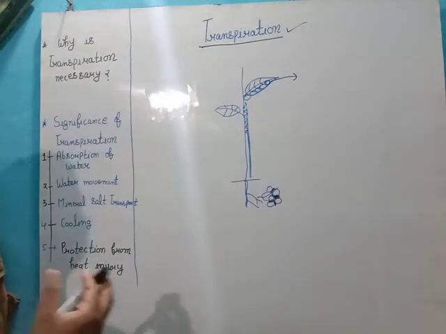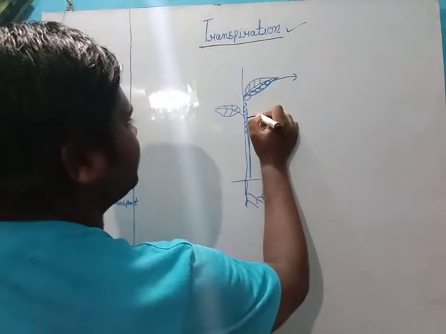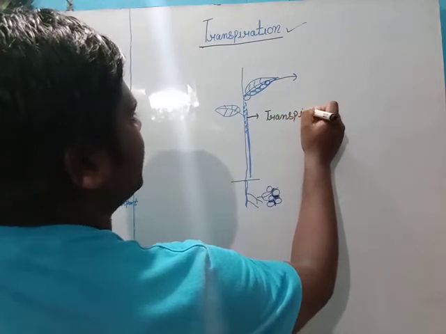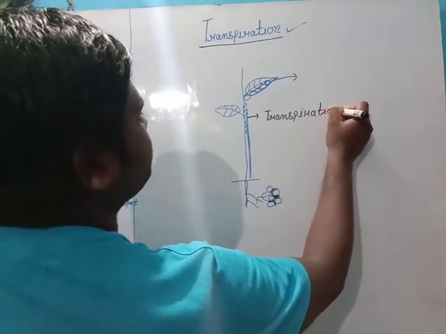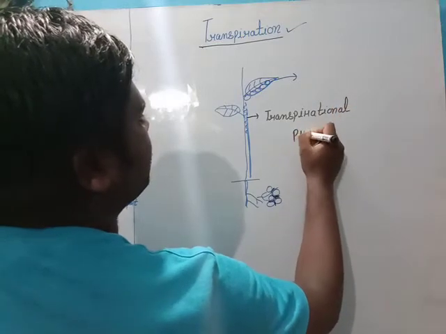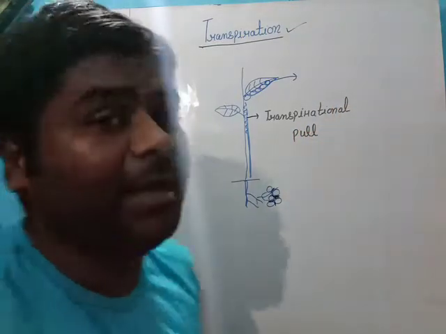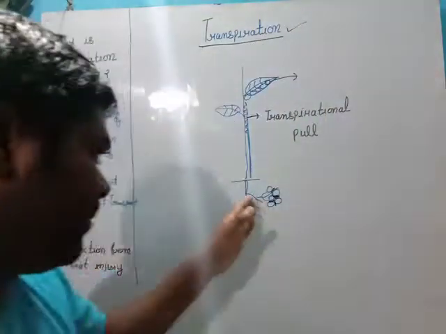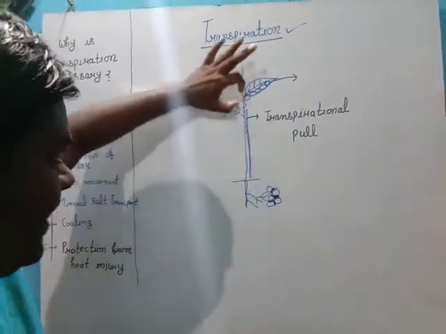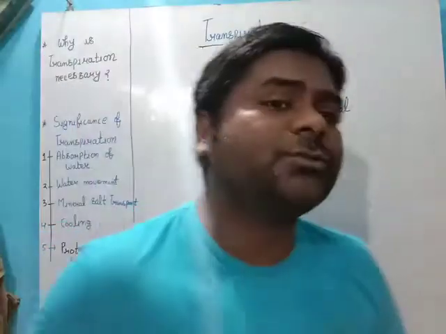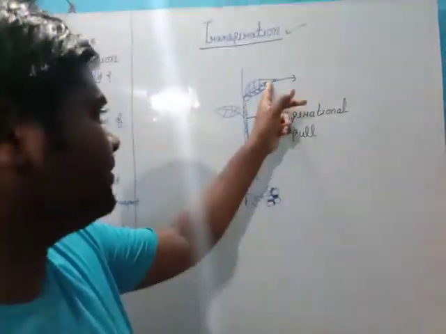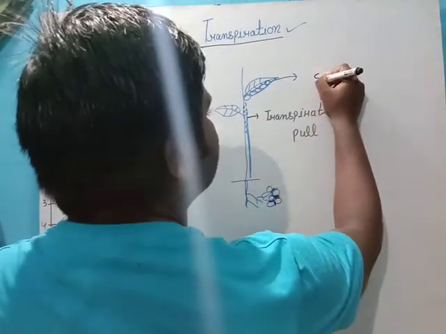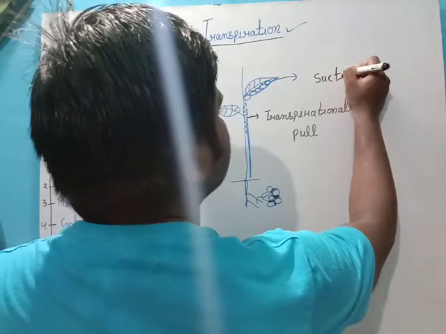So that bridge we call transpirational pull. That is the concept, my dear students. Transpirational pull is responsible to give a specific direction to the water molecule. And here, due to the transpiration, a pressure is created, and that pressure we call suction pressure.